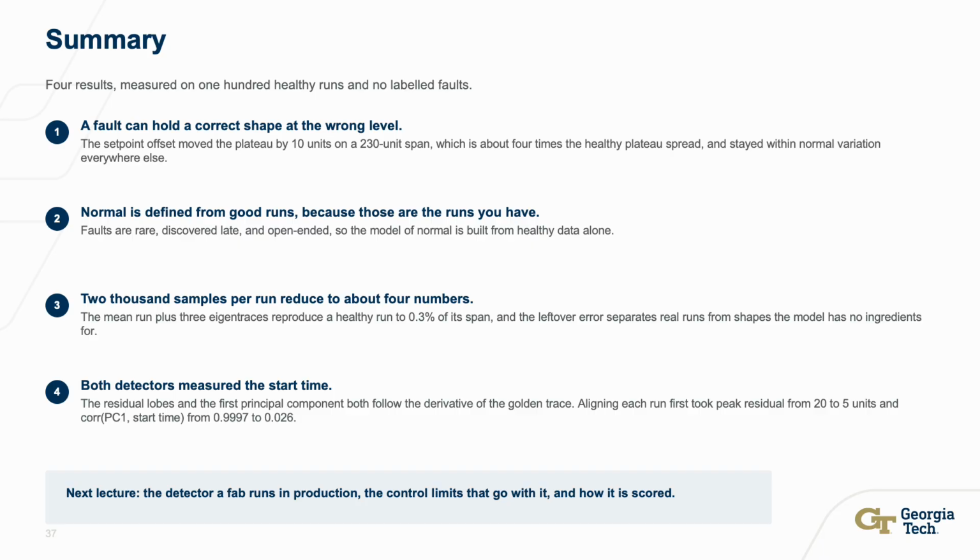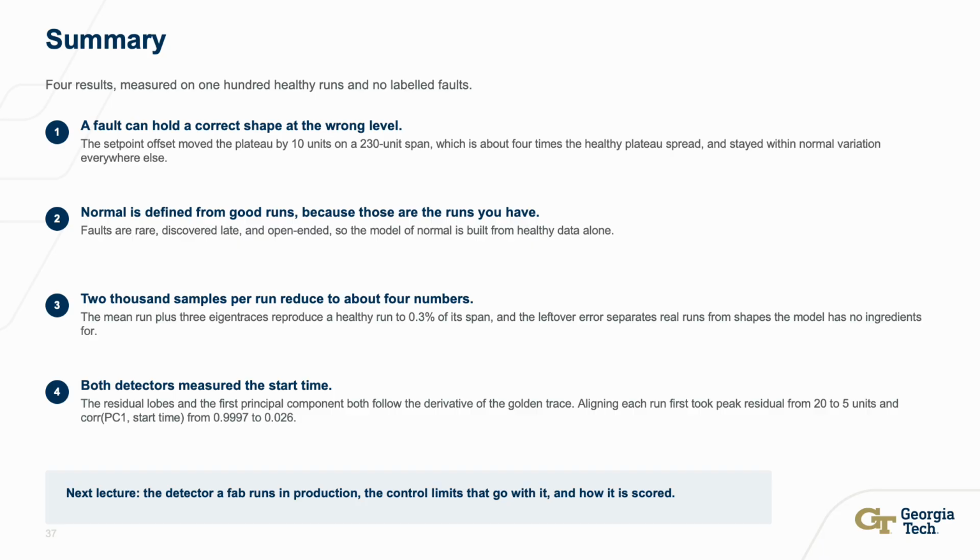Second, you define normal from good runs because good runs are what you have. Faults are rare and they are discovered late, and the catalog is open-ended. One-class monitoring is a real problem rather than a teaching simplification. Third, 2000 samples per run reduce to about 4 numbers. The mean plus 3 or 4 eigenshapes reproduce a healthy run to 0.3% of its span, and the leftover error separates real runs from the shapes the model has no ingredients for. That leftover becomes half of the next lecture's detector.